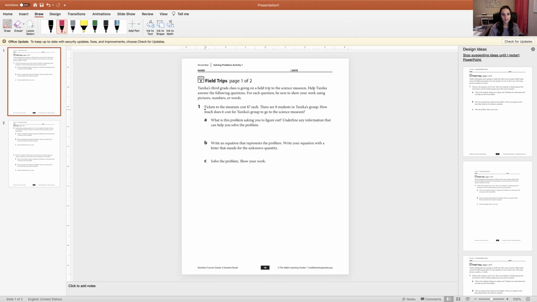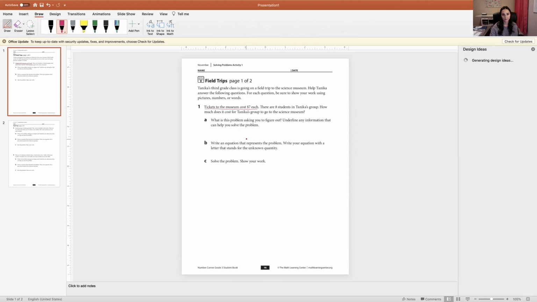Okay, all right, but let's look at these questions. So number 1 says, tickets to the museum cost $7 each. There are 8 students in Tanika's group. How much does it cost for Tanika's group to go to the Science Museum? So letter A says, what is this problem asking you to figure out? Underline any information that can help you solve the problem. Okay, well, I like to underline anything with a number. So tickets to the museum cost $7 each. We need to know that. Then there are 8 students in Tanika's group. We need to know that. Then it's asking us how much does it cost for Tanika's group to go to the Science Museum.